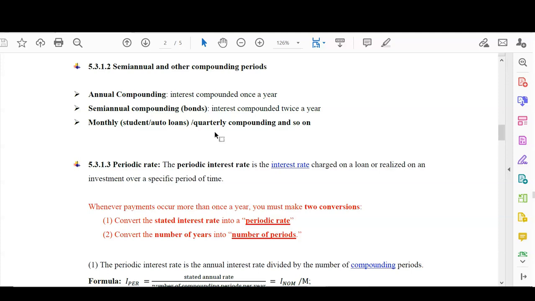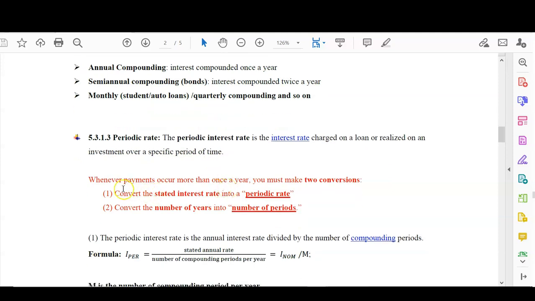But once we receive the nominal rate and compounding periods, is this the rate we're going to use in our calculations? Not really. We have to convert this nominal rate into periodic rate in order to calculate the interest rates. The periodic interest rate is the interest rate charged on a loan or realized on an investment over a specific period of time.